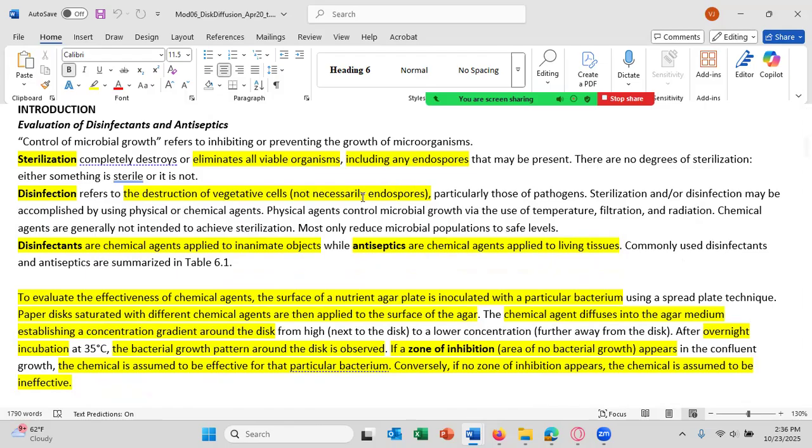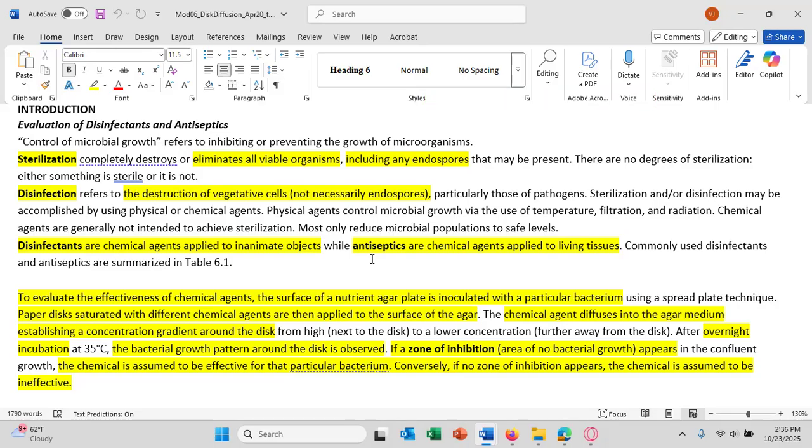Disinfectants are chemical agents applied to inanimate objects. An antiseptic, on the other hand, is a chemical agent applied to living tissues. So when we use chlorine bleach on the toilet, it is a disinfectant. But when we use, I don't know, alcohol or tincture of iodine on your injured cat, that is an antiseptic. That's not to say that you cannot use the same chemical for the same purpose.